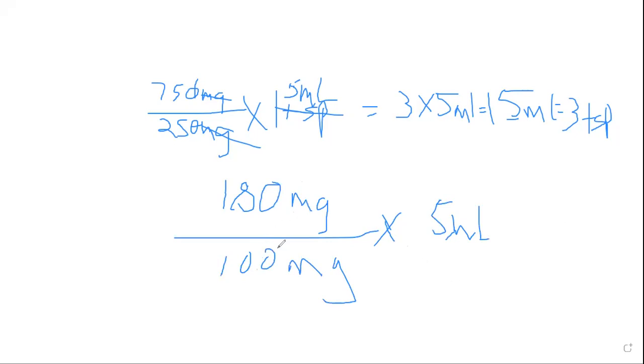Again, you could cross this out. You can only cross out 1 zero in the milligrams, remember, because there's only 1 zero on the top. That should give you 1.8 times 5, for a total of 9 mLs.